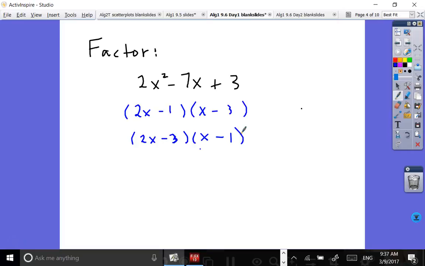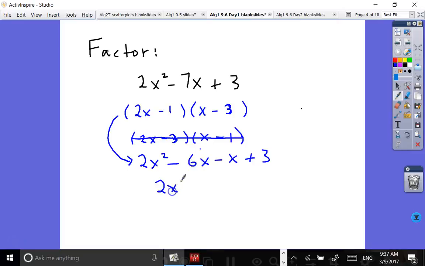So we're just going to basically be guessing here. That's not a very good way. Right, so let me FOIL it, right? 2x squared minus 6x minus x plus 3, which is 2x squared minus 7x plus 3. Right. So this is guess and check.